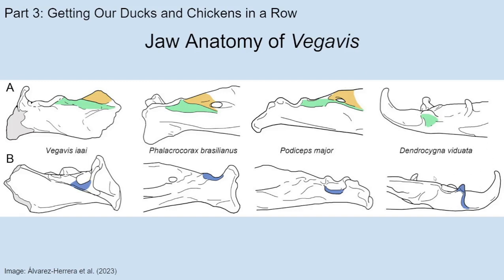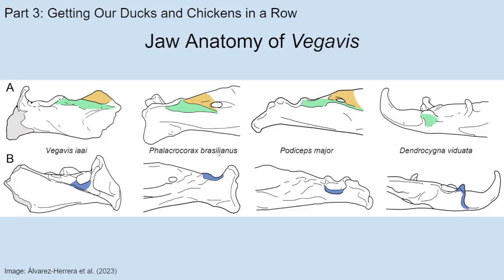We talked about this when we talked about Galloanserae in the main series, Dinosaurs, the second chapter. This is one of the main characteristics that pretty much all modern galloanserans have, a big projection at the back of the jaw. Whereas Vegavis has a little bit of projection, but not very much. So it's not very galloanseran-like in that respect. In fact, it is more similar to some of these other birds pictured on the slide here, which are members of neoavians and not of Galloanserae.